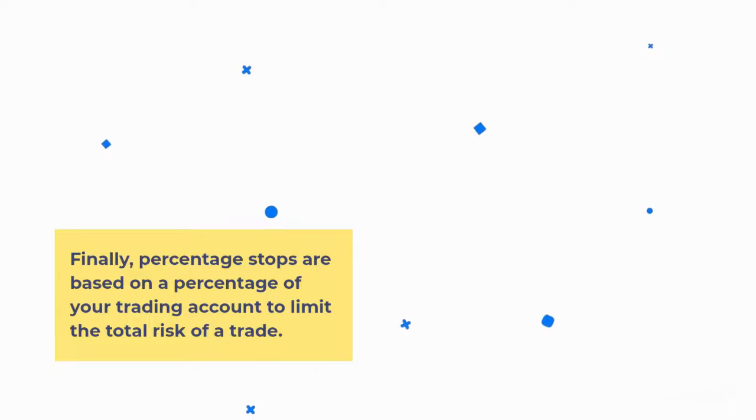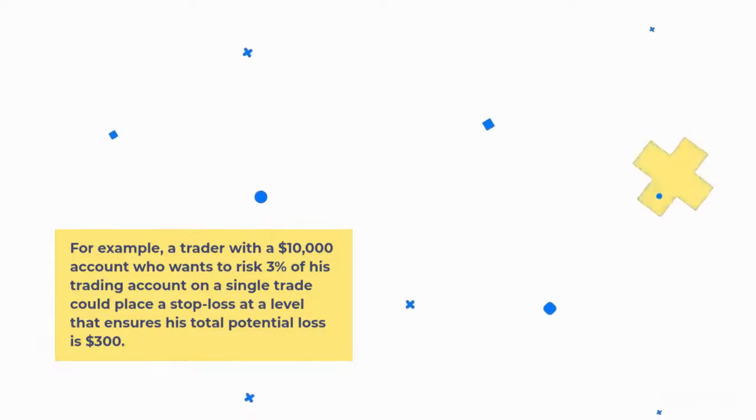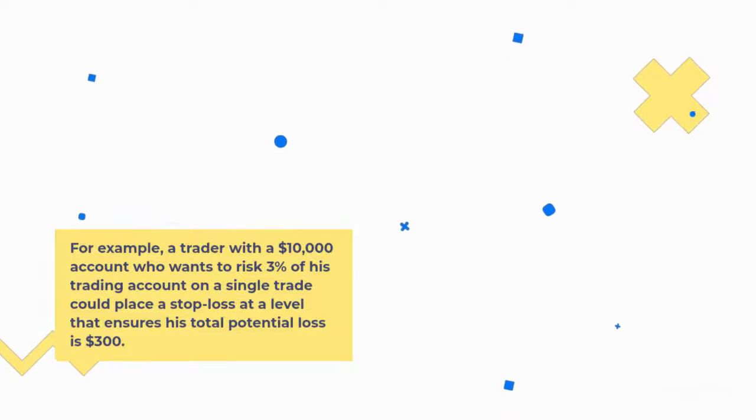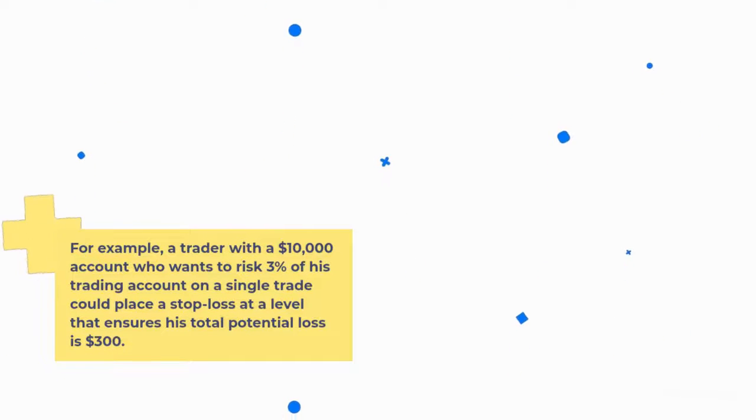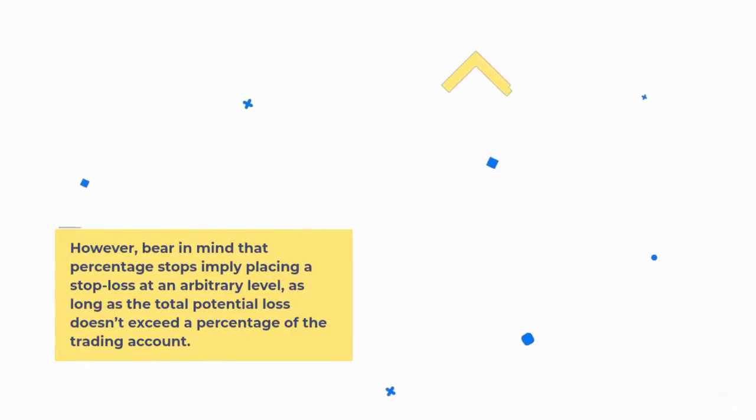Finally, percentage stops are based on a percentage of your trading account to limit the total risk of a trade. For example, a trader with a $10,000 account who wants to risk 3% of his trading account on a single trade could place a stop-loss at a level that ensures his total potential loss is $300. Some traders might think that percentage stops are a good way to manage and limit losses in the market. However, bear in mind that percentage stops imply placing a stop-loss at an arbitrary level, as long as the total potential loss doesn't exceed a percentage of the trading account.